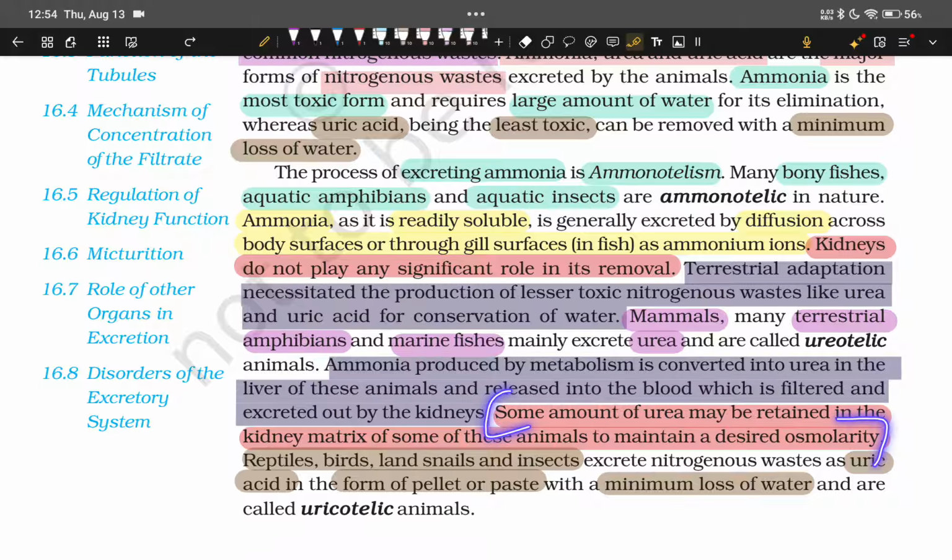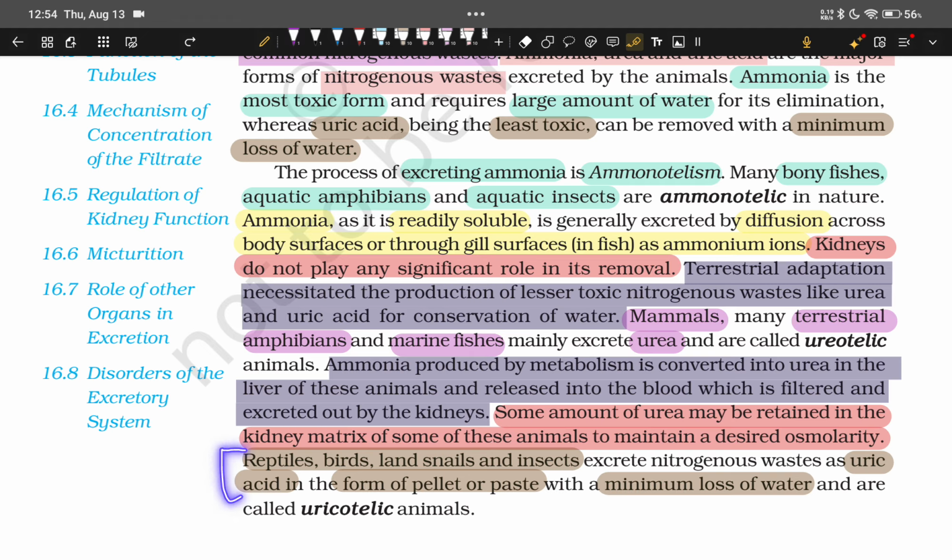This is the statement which I was talking about. Some amount of urea may be retained in the kidney matrix of some of the animals to maintain desired osmolarity. Now, why do we want to maintain desired osmolarity? Because we want to conserve water, and for conservation of water, we have to maintain desired osmolarity. We'll talk about it in detail in an upcoming topic of this chapter only, which is the countercurrent mechanism. So don't worry about that.